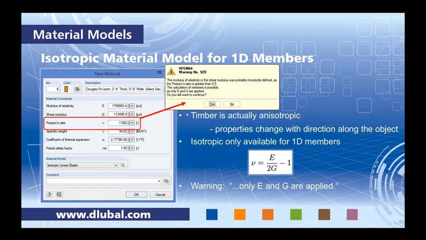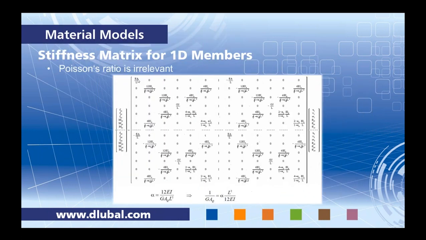And it tells us only E and G will be applied. Is this okay? And the answer is yes, this is fine. And the reason why is because if we look at the stiffness matrix for a 1D member, Poisson's ratio is irrelevant. You won't see Poisson's ratio referred to anywhere within this stiffness matrix. So the fact that only E and G are applied, which obviously is present throughout this matrix, that's fine. Not using Poisson's ratio is not a big deal.